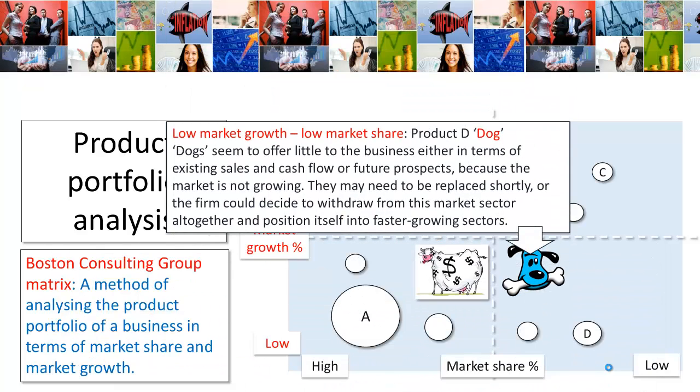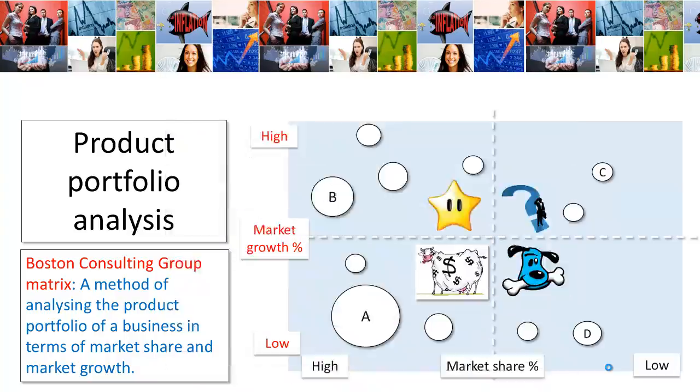Our dogs, low market growth, low market share. Dogs offer little to the business in terms of existing sales and cash flow or future prospects. That's because there's low growth in this market. The market isn't growing anymore. Products that are dogs will need to be replaced shortly, or the firm could decide to withdraw this from the market altogether and then position itself into faster growing sectors with new products.